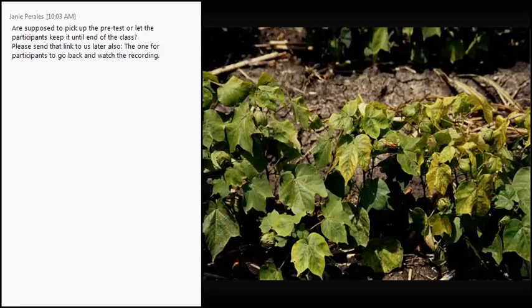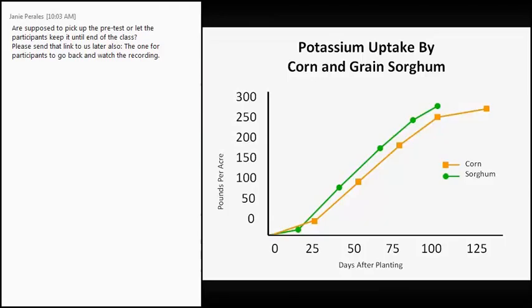This is potassium deficiency on cotton. Again, along the leaf edges, and we've got a very green midrib. Notice it's on the older leaves and not on the younger leaves. So, how is potassium taken up by the plant?